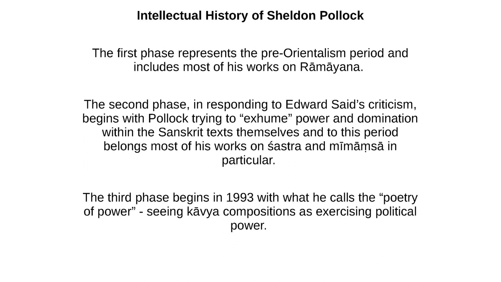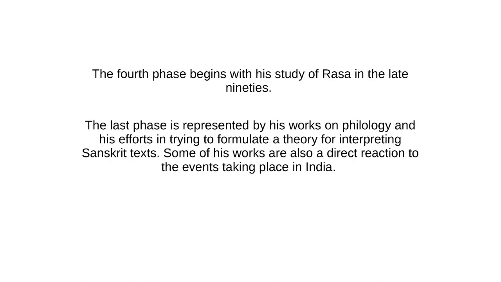So we can divide his intellectual history into about five different phases. The first phase represents the pre-Orientalism period and includes most of his works on Ramayana. The second phase, in responding to Edward Said's criticism, begins with Pollock trying to exhume power and domination within Sanskrit texts themselves, and to this period belong most of his works on Shastra and Mimamsa in particular. The third phase begins in 1993 with what he calls the poetry of power, seeing Kavya compositions as exercising political power. The fourth phase begins with his study of Rasa in the late 90s. The last phase is represented in his works on philology and his efforts to formulate a theory for interpreting Sanskrit texts.